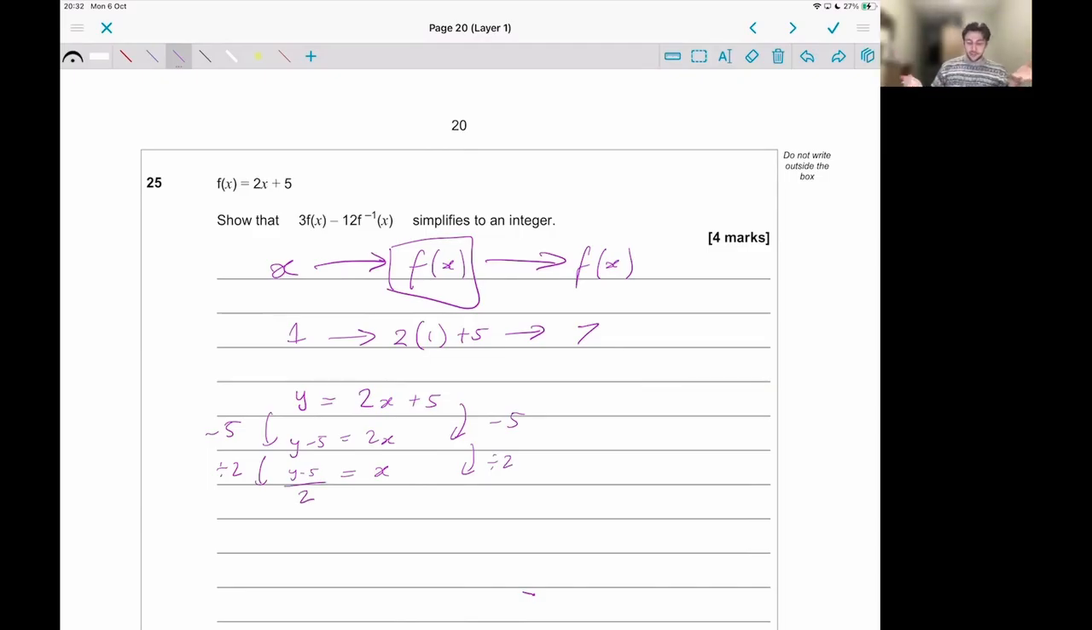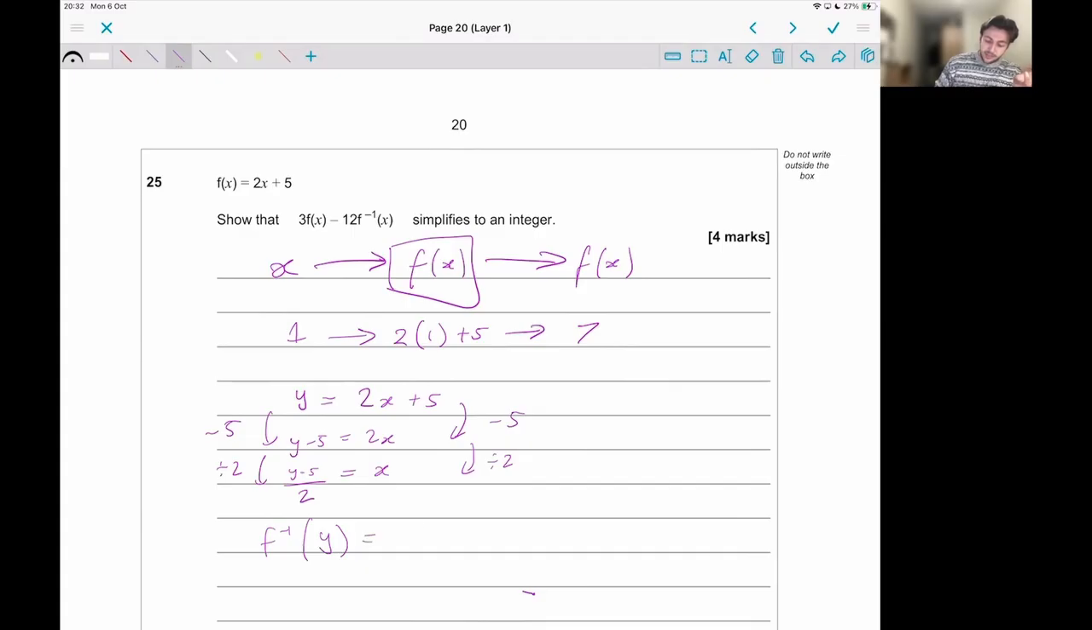This is the inverse function. So f inverse of y is (y minus 5) over 2. And it's because if you take 7, for example, and put it into f inverse of 7, well, that is (7 minus 5) over 2, which is 2 over 2, which is 1. So it took us back to where we started. So it is an inverse function. It does work. We've checked it.